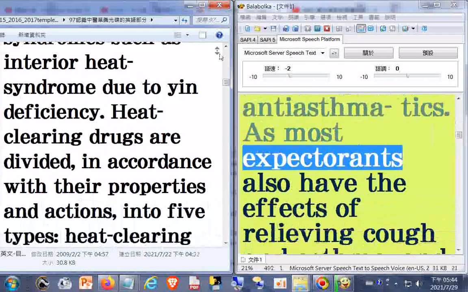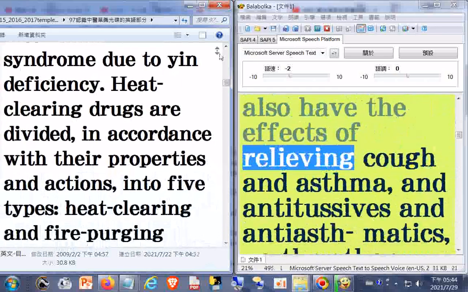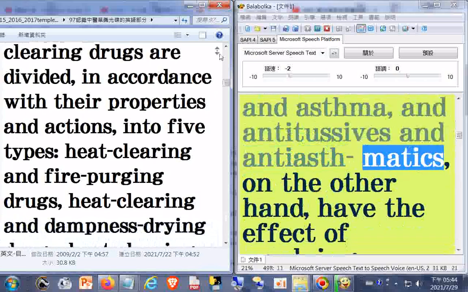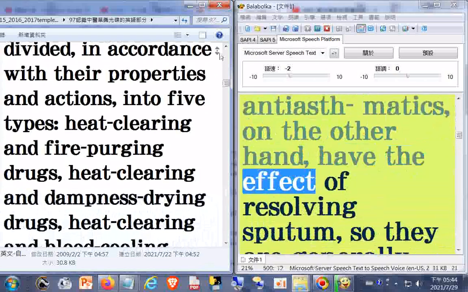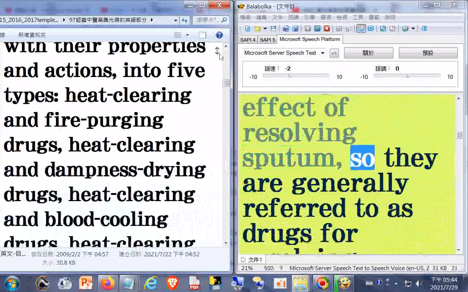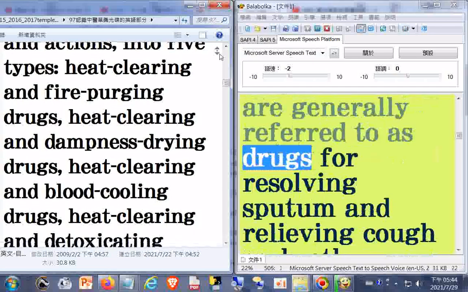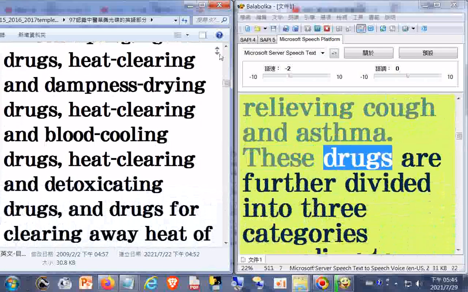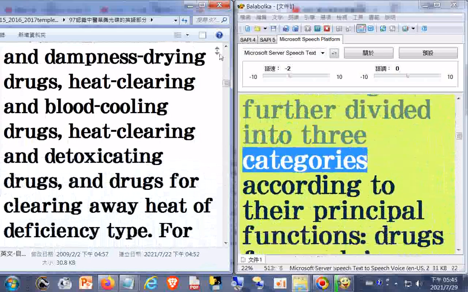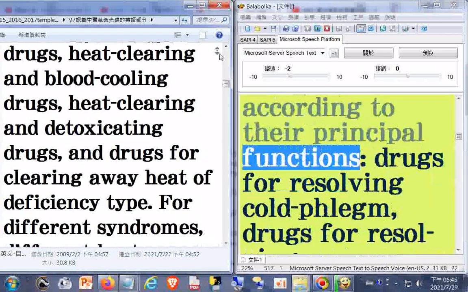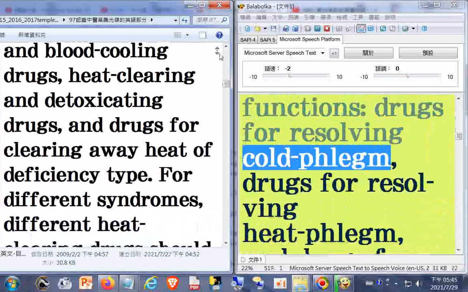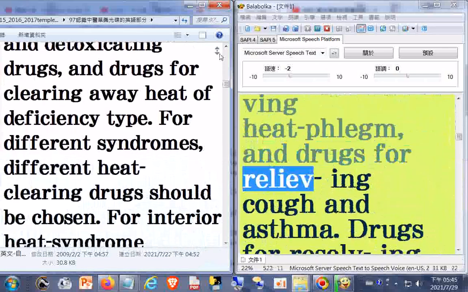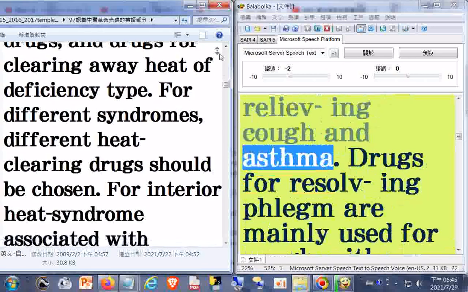As most expectorants also have the effects of relieving cough and asthma, and antitussives and antiasthmatics, on the other hand, have the effect of resolving sputum, so they are generally referred to as drugs for resolving sputum and relieving cough and asthma. These drugs are further divided into three categories according to their principal functions: drugs for resolving cold phlegm, drugs for resolving heat phlegm, and drugs for relieving cough and asthma.